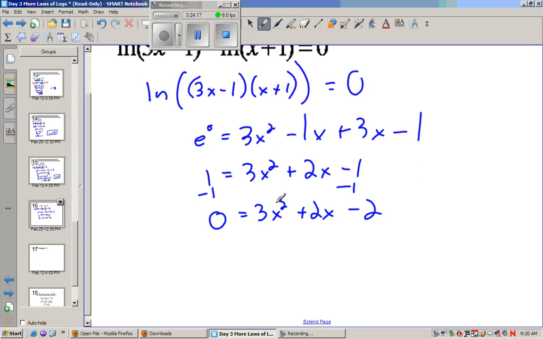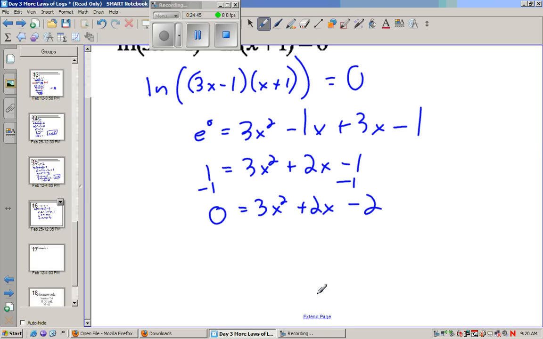So let's see if this will even factor. I don't think it will. We have 3x and x. How can I get a 2x? This has to be 2 and 1. That would be 2 and 3. That won't make it. And if I flipped it around from 2 and 1, this would be 6 minus 1, and that won't make it. So if I want to find my values here, I have to use the quadratic formula.